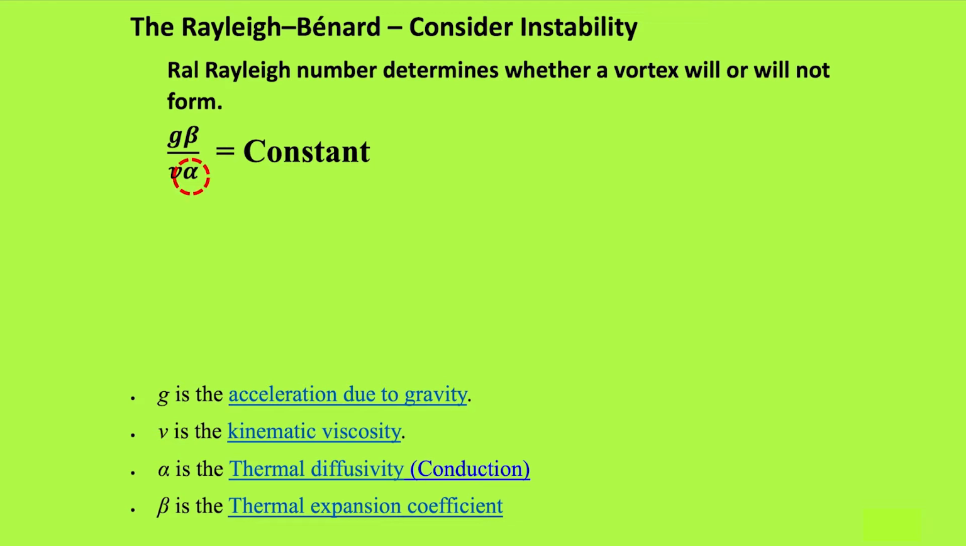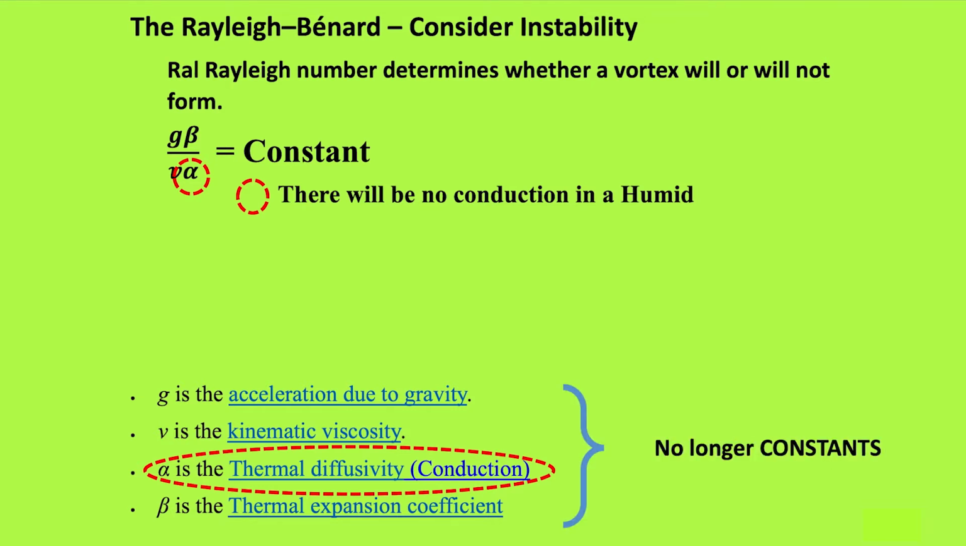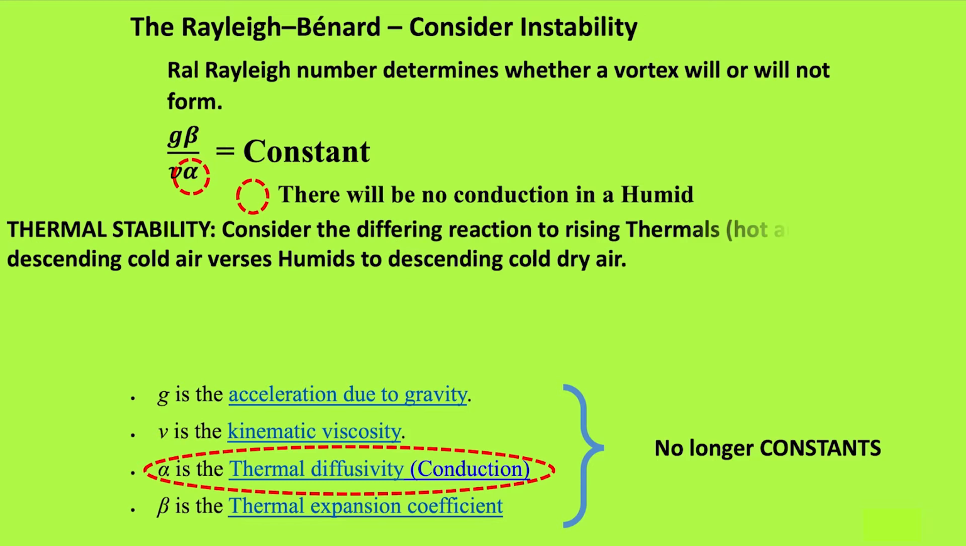However, there's a problem because this is not a constant, this bit here, because this is the conduction of the same air mixture to within itself, whereas humidity is going to change that. There will be no conduction in a humid thermal, i.e. a thermal which is rising because of humidity. So this whole block is no longer constant.